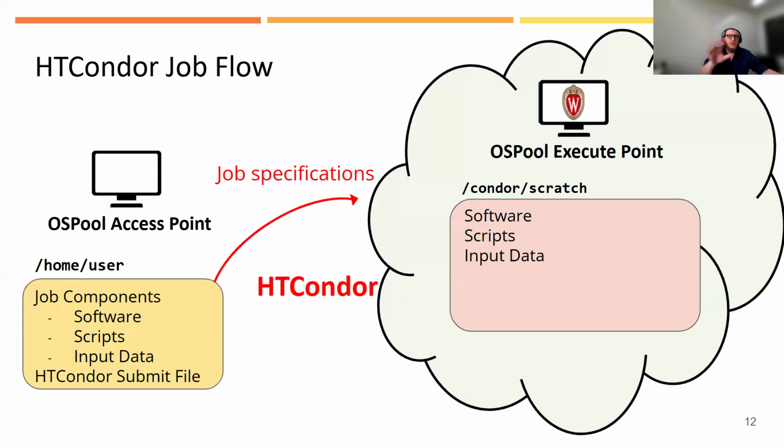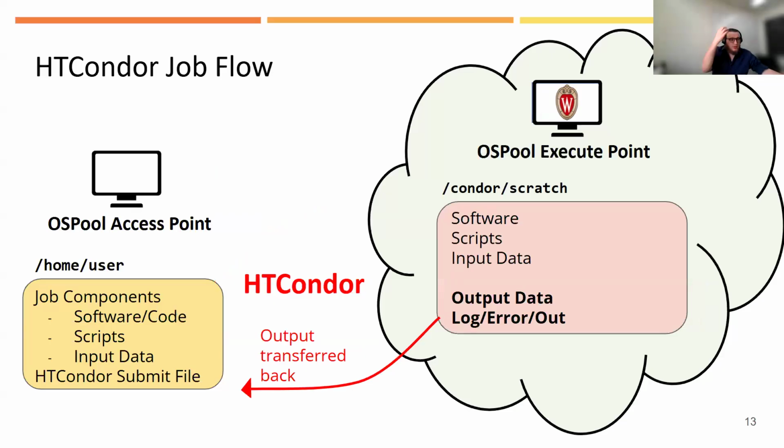It finds a machine somewhere in those contributors that is free and able to run your job. Then it will transfer the files to the working directory of that machine: your software, your scripts, your data. And we'll execute it. When it's finished, it has generated some output data, and HTCondor will transfer that back to the access point so that you, the researcher, can take a look at what happened and do your science. All right.